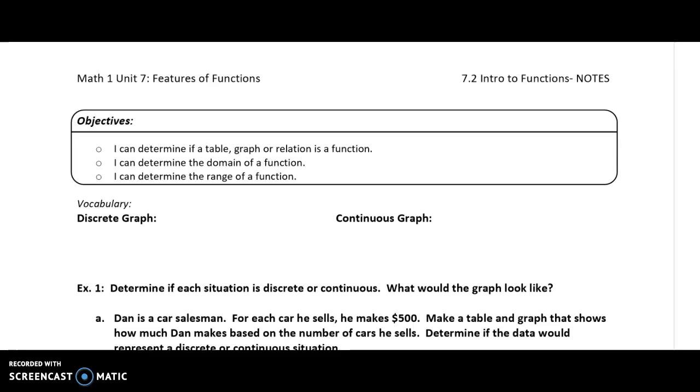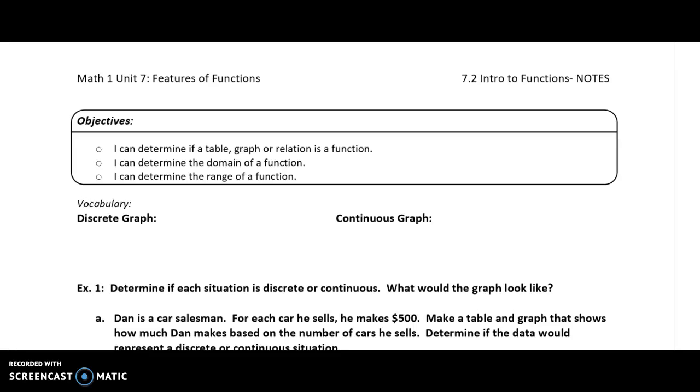All right, moving on to section 7.2 notes, where we're going to have your introduction to the concept of functions. The objectives for this lesson are that you should be able to determine if a table, graph, or relation is a function. You should also be able to determine the domain of a function, and also determine the range of a function.